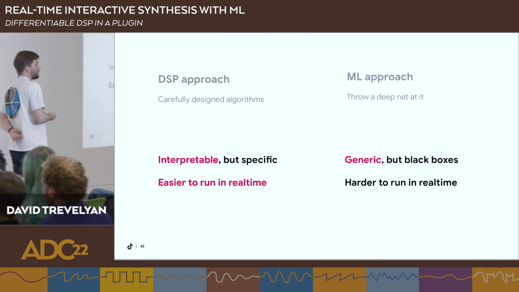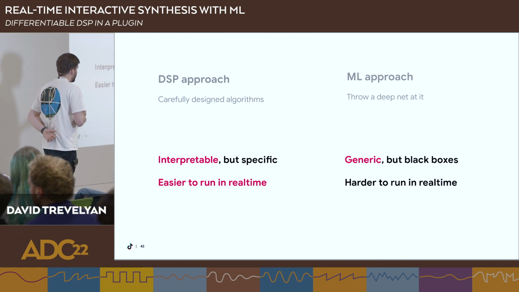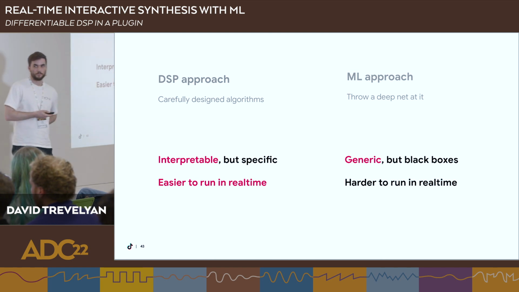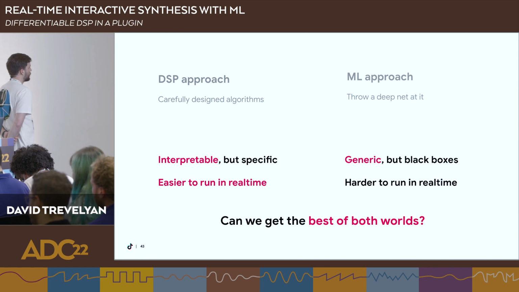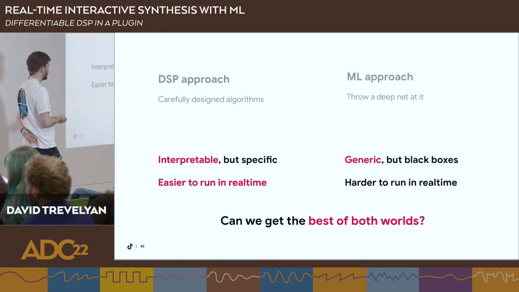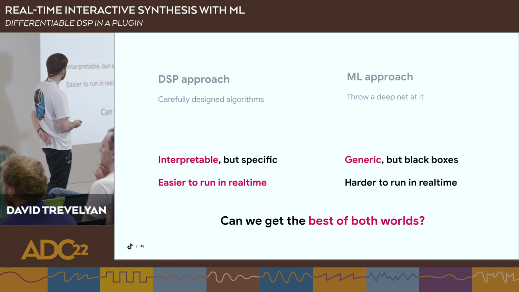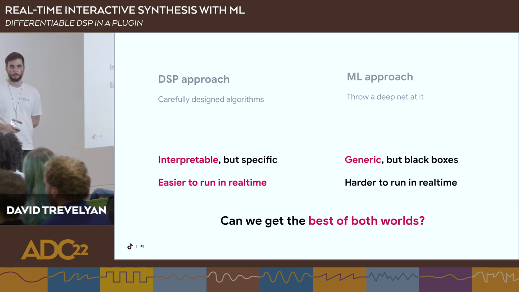Because they're so large and use so many resources, they also tend to be quite tricky to run in real time, although people are solving those problems. So these red bits, can we get the best of both worlds? That's the aim of the game.